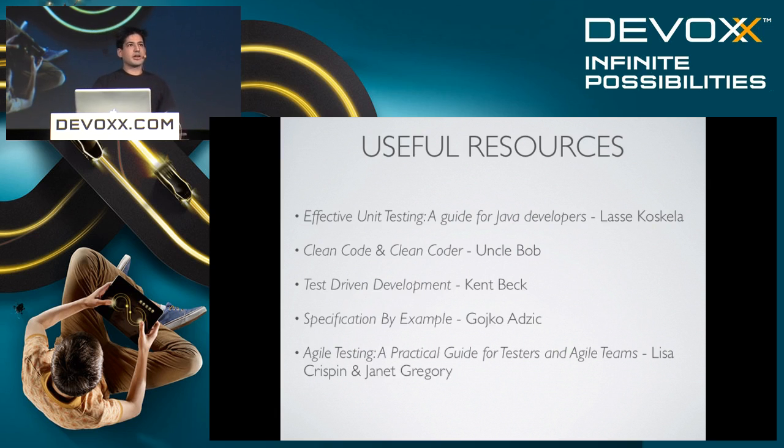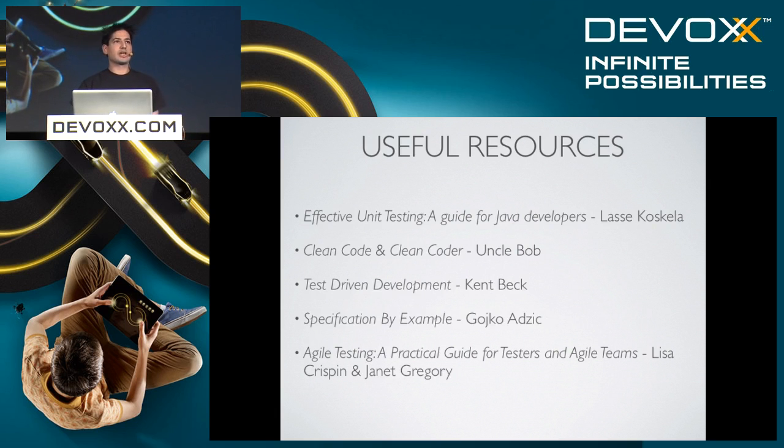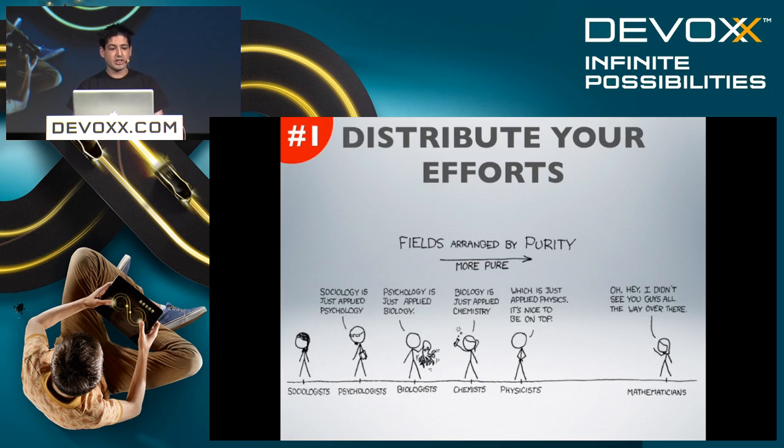Just before we get started, it's always good to know what's already out there. If you haven't read any of these books, I really recommend them. Effective Unit Testing, Clean Coder by Uncle Bob, who also has web resources and videos as well, for anyone that doesn't want to read, they can watch. Test-Driven Development by Kent Beck, a classic in the genre. And then Specification by Example is some of the new work on BDD by Gojko. These are great books.